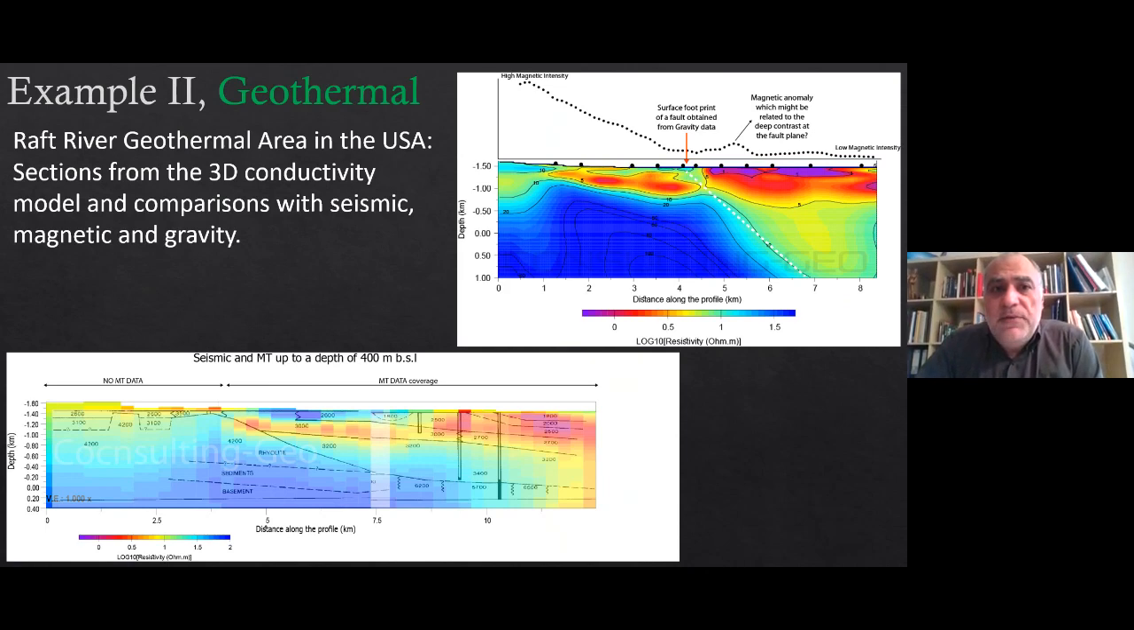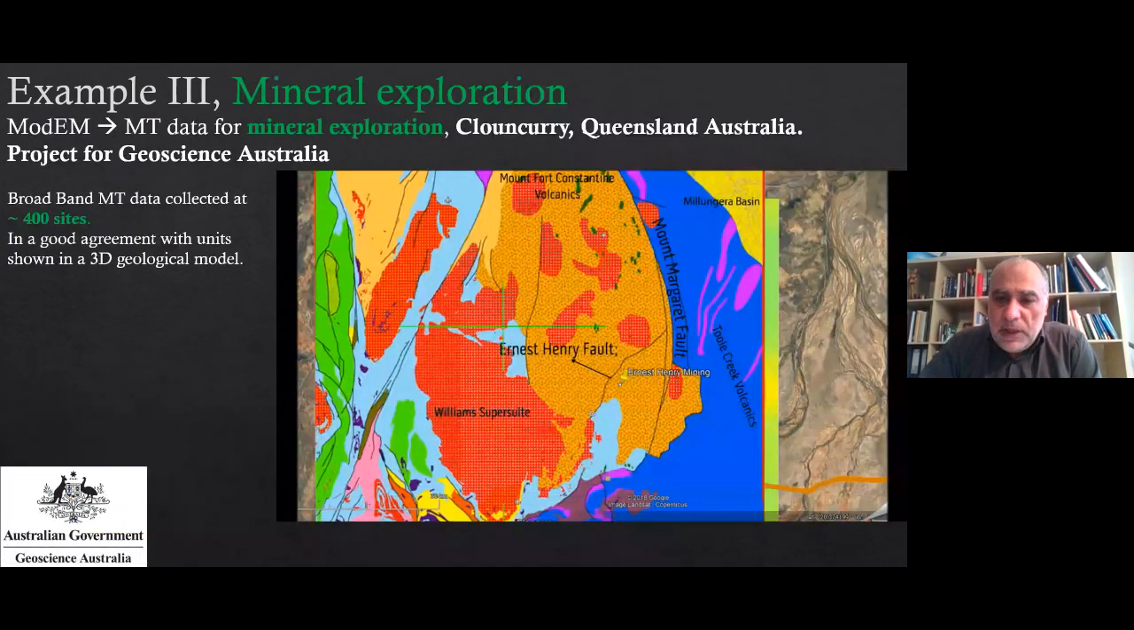Now, another example related to shallow studies is for mineral exploration. Namely, it is a very large array located in Queensland, Australia, specifically in the Cloncurry field, and it consists of 400 broadband sites. I was also honored to work with this array in order to get a 3D conductivity model.